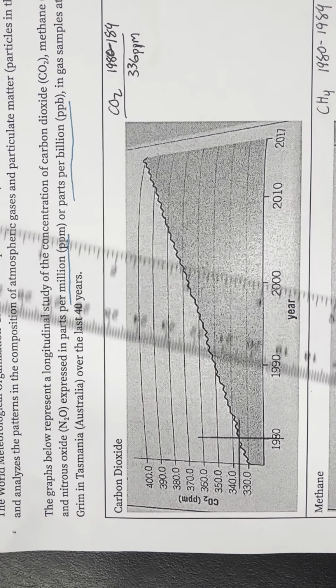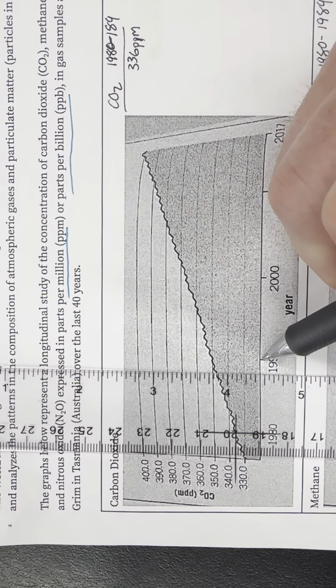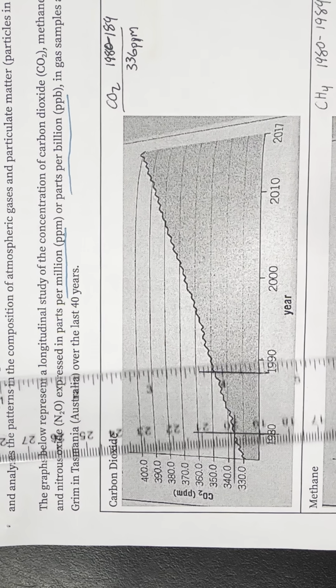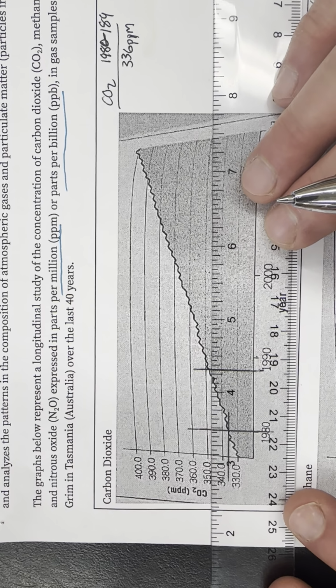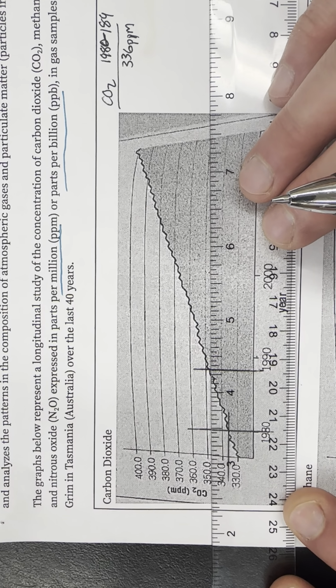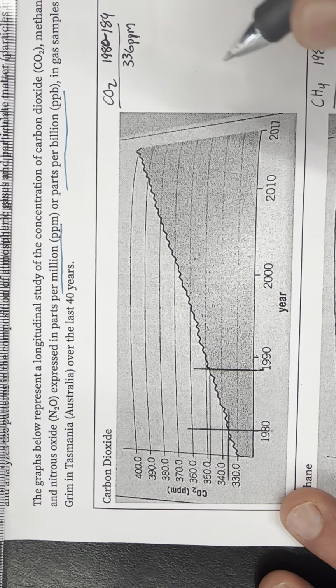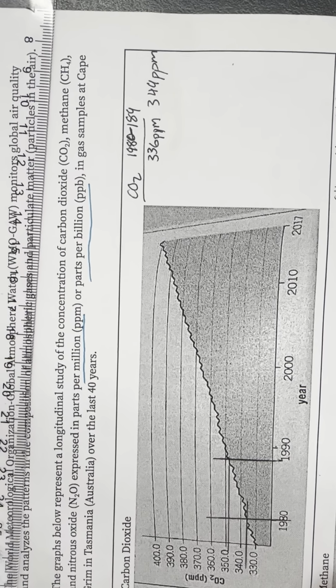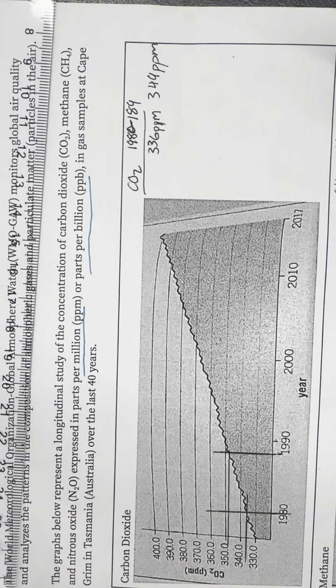I'm then going to look at 1989. So 1990 is here. I'm going to estimate that 1989 is right here. So I'm going to go up and I'm going to go over, and it's just below that 350 mark. I'm going to go all the way across this way, and I'm going to estimate that it's probably about 349 parts per million.